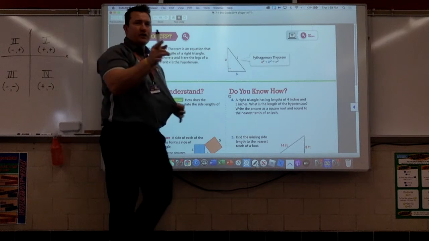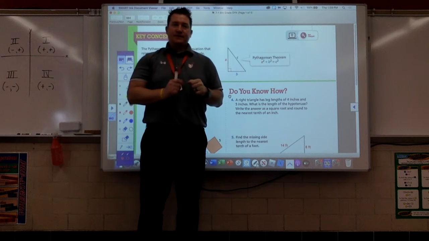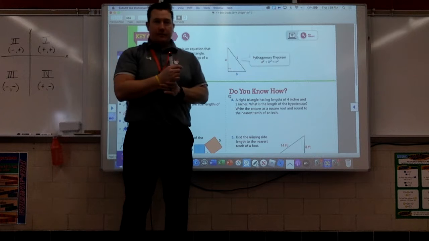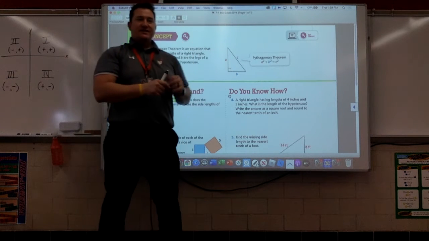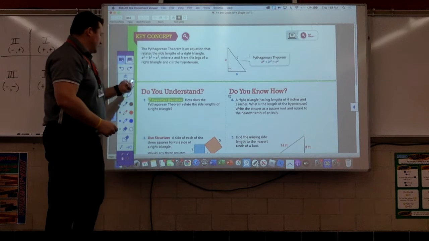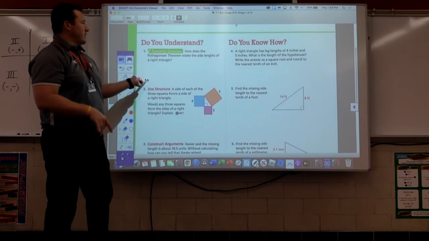Anyway, here we are, 384 key concepts, Pythagorean theorem. Again, things to remember. A, B, and C, those are my three side lengths of a right triangle. Good news, this only works with right triangles, folks.